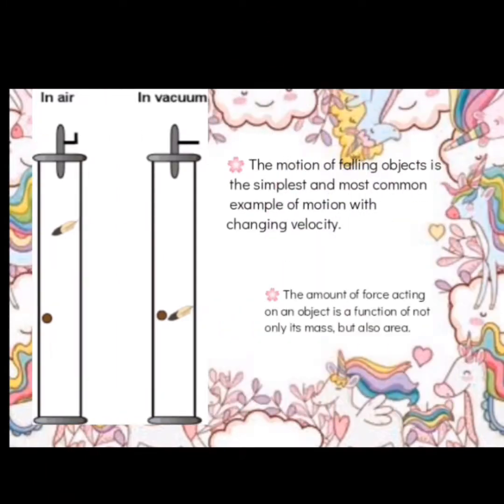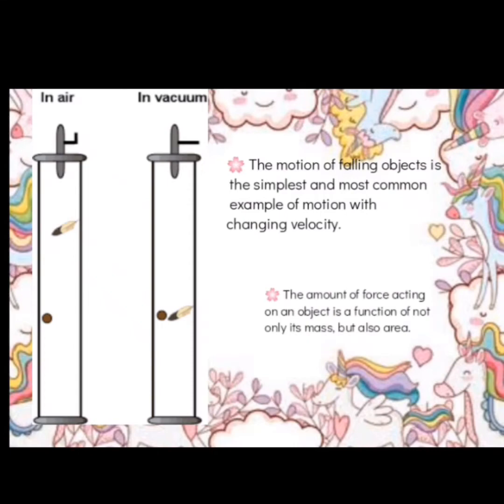The motion of free-falling objects is the simplest and most common example of motion with change in velocity. So, we have two figures. In figure A, if a coin and a feather are simultaneously dropped in air, the feather takes much longer to hit the ground. However, in figure B, if a coin and a feather are dropped in a vacuum, both the coin and the feather hit the ground simultaneously.